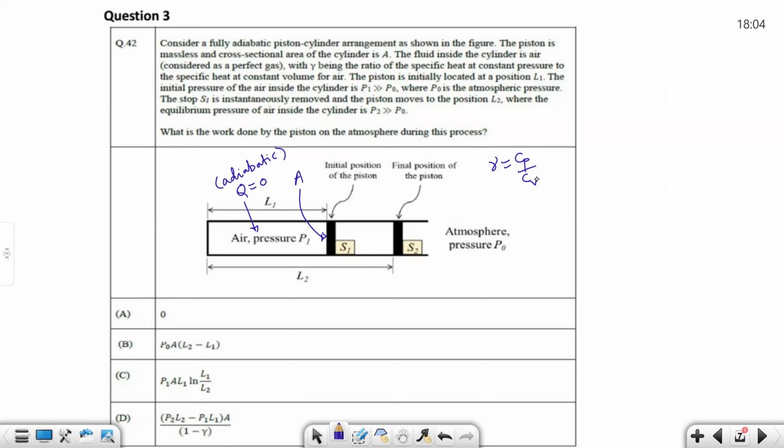The piston is initially located at a location L1. So this is the initial location, L1. The initial pressure of the air inside is P1, which is greater than P0. P0 is the atmospheric pressure. The stopper S1 is immediately removed and the piston moves to the final position.